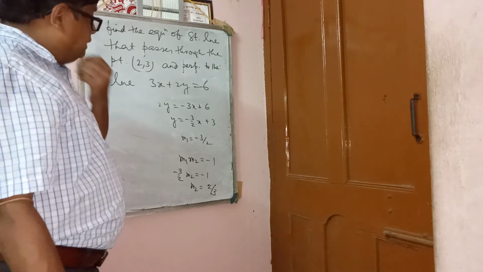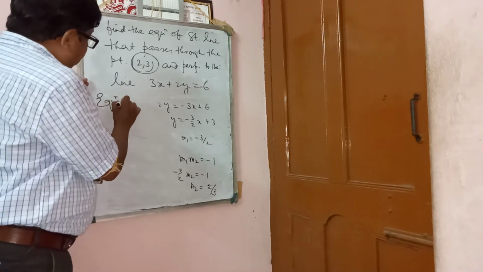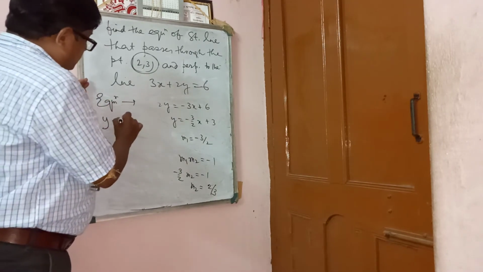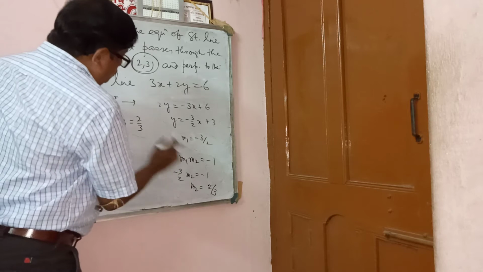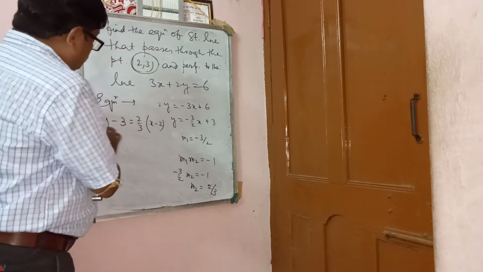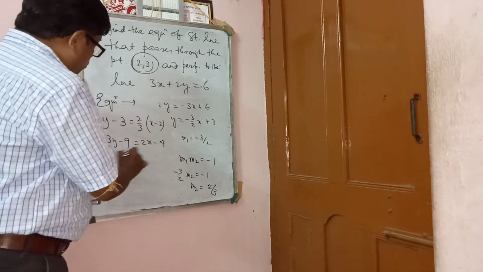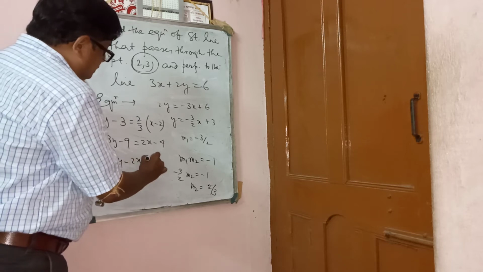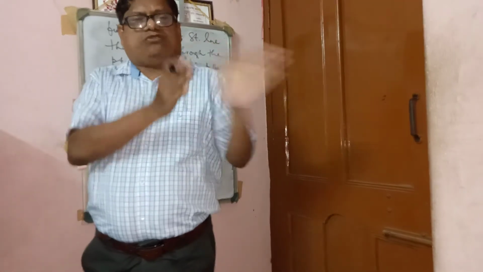m2 is 2 by 3. The line passes through the point 2, 3. So write the equation of the line: y minus 3 equal to 2 by 3 into x minus x1. So write 3y minus 9 equal to 2x minus 4. So 3y minus 2x minus 5 equal to 0. Always find it in general form, that is ax plus by equal to c, with x and y on one side and the constant on the other side.